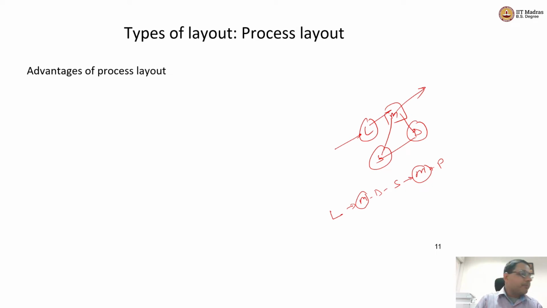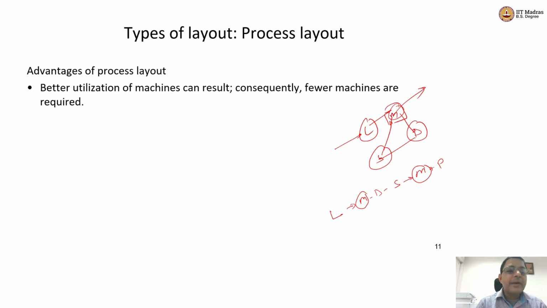So therefore, I don't have to invest in two milling machines. I can invest in one milling machine. The total production time may go up, because the product may have to wait as there is other processing going on at that time. But in general, I may have better utilization of the machine, right? Better utilization of the machine, and therefore fewer machines may be required. Biggest advantage of process layout.